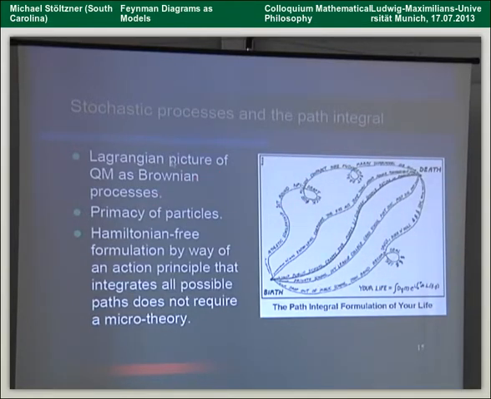And you have a Lagrangian picture where any elementary particle physics starts today. So our practitioners basically call a model or a theory, well, give me a Lagrangian. You can buy the standard model on a cup at CERN. They don't have the cups for all the alternative models, but it would be a nice collection. He can do the primacy of particles in this stochastic process, but it's a Hamiltonian-free formulation by way of an action principle that integrates all possible paths, and it does not require microtheory.